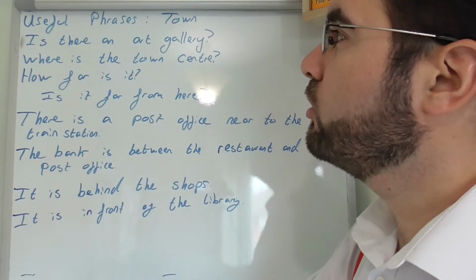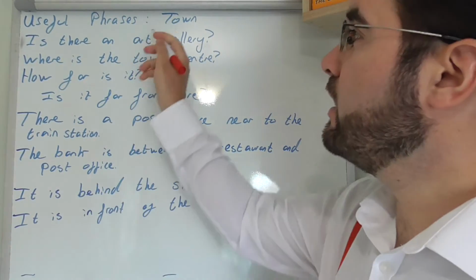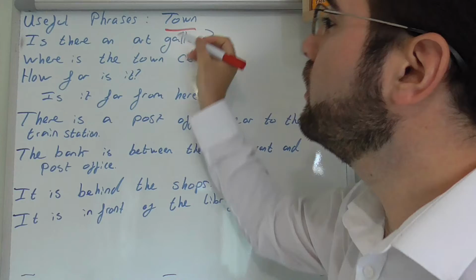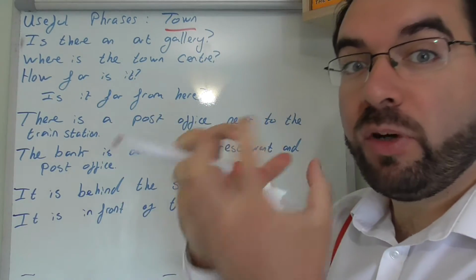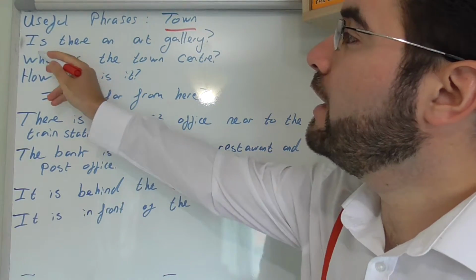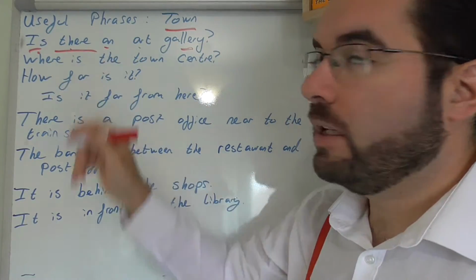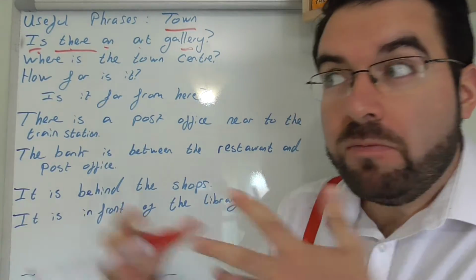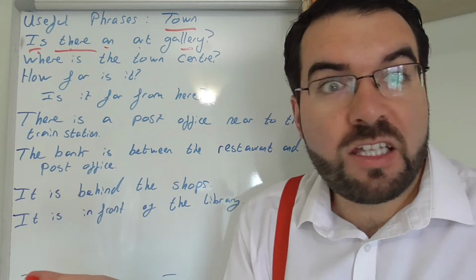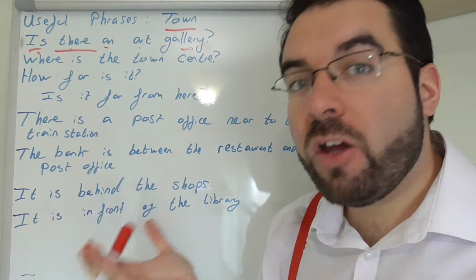Okay, so let's look at some useful phrases for town, and let's dissect them. Let's break them down. So, is there an art gallery? Is there a train station? Is there a museum? Is there an art gallery?